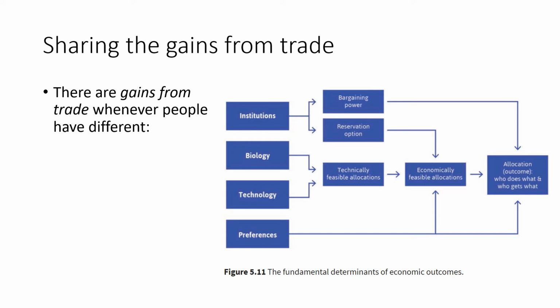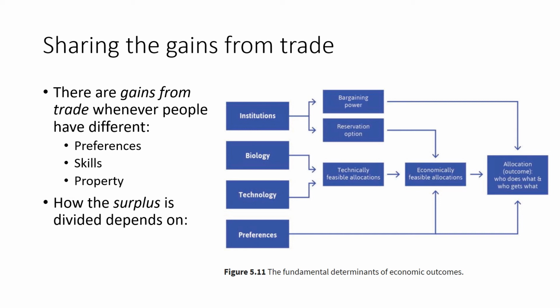In summary, there are gains from trade whenever people have different preferences or different skills or different property. That's why we trade things with one another. How the surplus is divided from those gains of trade, right? Gains from trade are surplus. How that surplus is divided depends on biology, it depends on technology, but it crucially depends on institutions.